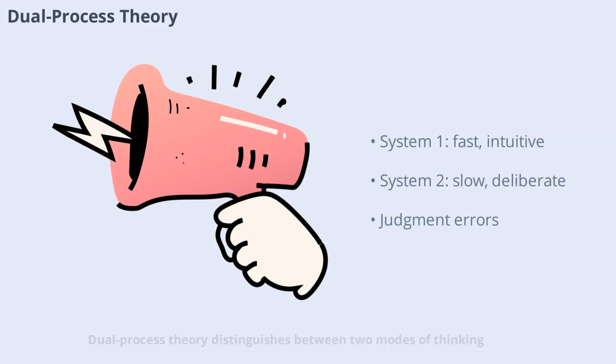Dual process theory distinguishes between 2 modes of thinking, System 1 and System 2. System 1 is fast, intuitive, and operates automatically, relying on heuristics and pattern recognition. System 2 is slow, deliberate, and allocates attention to effortful mental activities. Most judgment errors arise when people rely on System 1 in situations that require careful analysis by System 2. Understanding these systems helps us recognize when to slow down and think more critically.